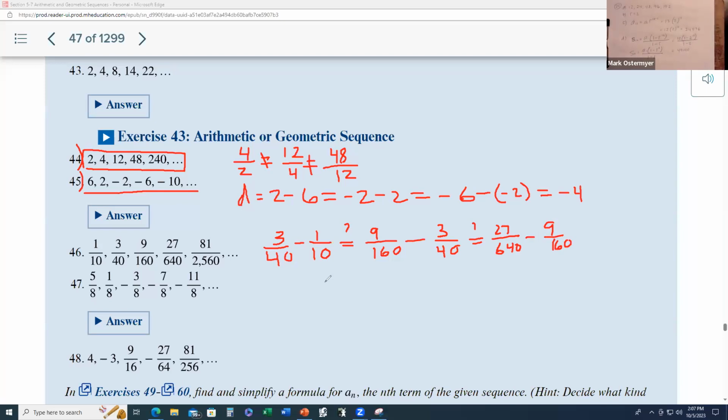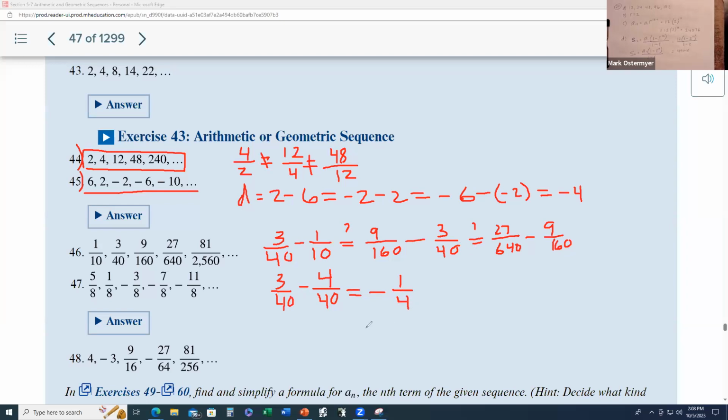You know, you take 3/40 minus 1/10. Another name for 1/10 is to say 4/40. So if you take 3/40 and subtract off 4/40, you're going to get what? You're going to get -1/40, correct? Is -1/40 equal to 9/160 minus 3/40?